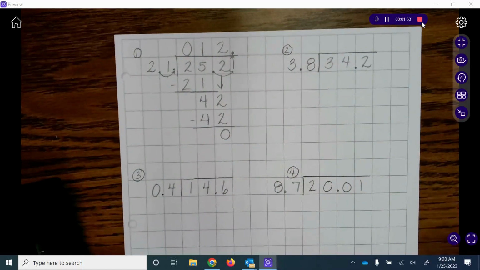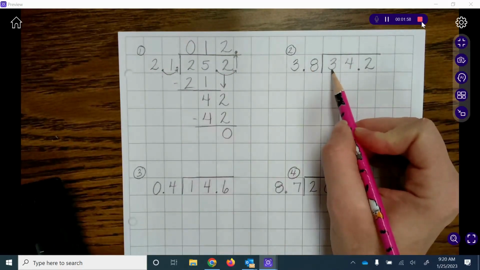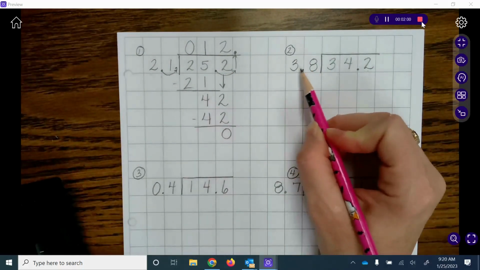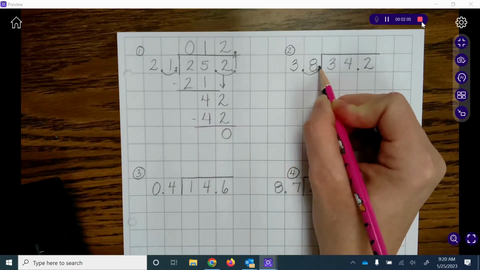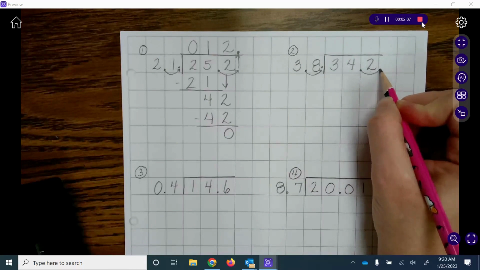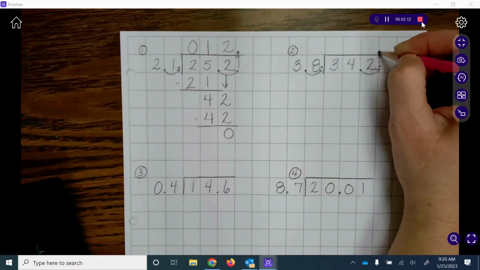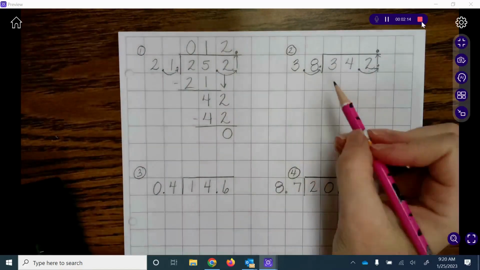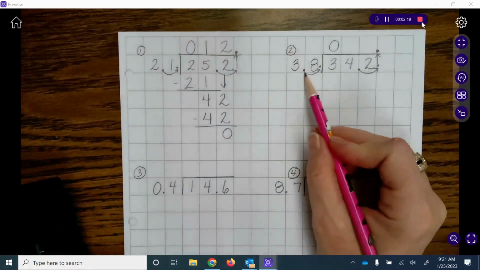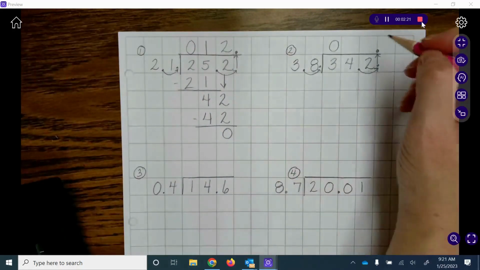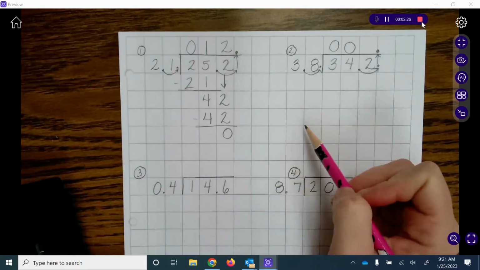Question number 2. I have 34 and 2 tenths divided by 3 and 8 tenths. I'm going to make 3 and 8 tenths 38. And then I'm going to make the same change over here in the dividend and bring up the decimal point into the quotient. 38 cannot divide 3, so I put a 0 above the 3. 38 cannot divide 34, so I am going to put a 0 above the quotient. 38 is bigger than 34.